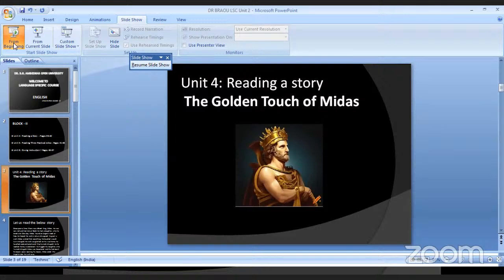You have to be very careful while reading your story, because in the comprehension they would be asking you such kind of questions whether it is true or false. Next question: Midas helped an angel. True or false? True. An angel came in search of help, right? The angel granted a wish to King Midas. True.